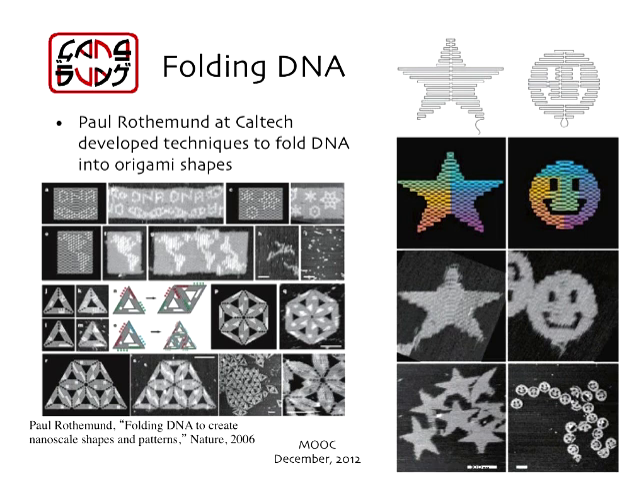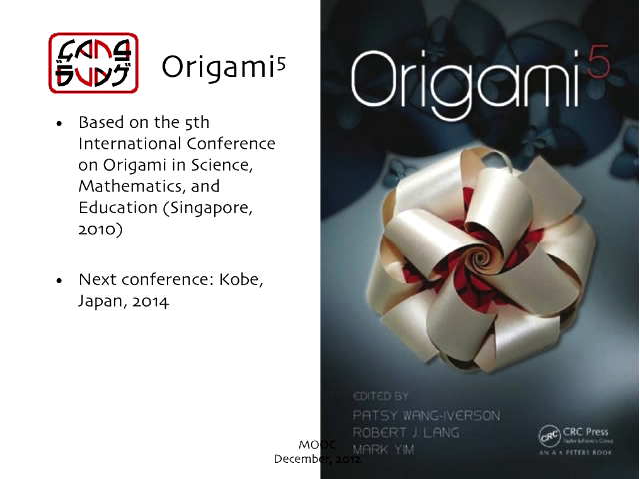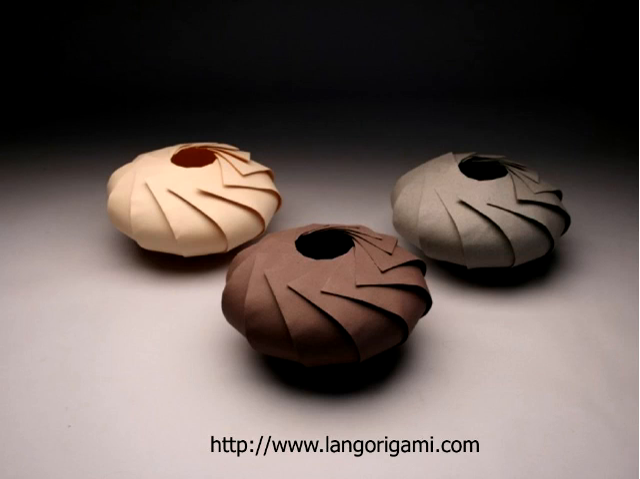And if you're interested in finding out more about these types of techniques, there's been a series of conferences on origami in science and math. And they have a proceedings book that describes many of the things I've described here and many more besides. The latest conference is called Origami 5. The next conference is going to be in 2014. And so if you're interested in finding out more, this would be a great place to start.